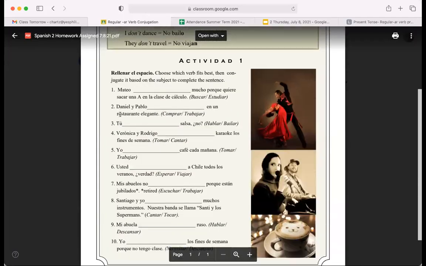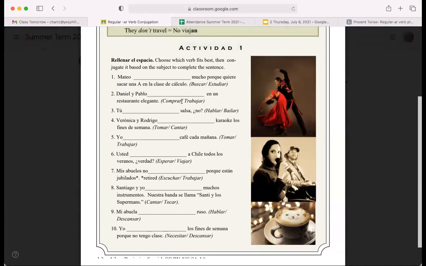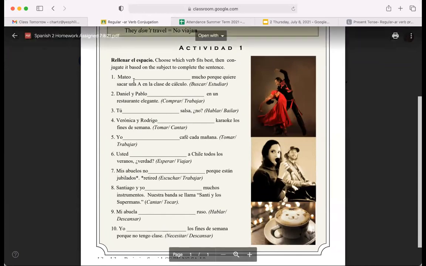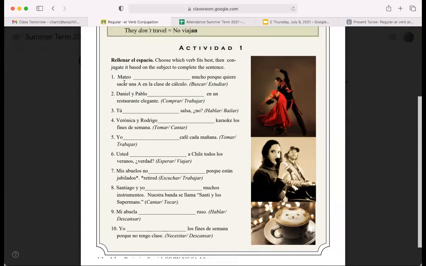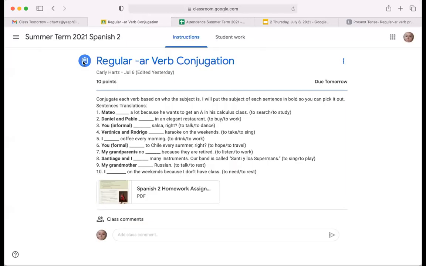This is just one activity, and it's to do what we just did with the AR verbs. You can see all of these are AR verbs, and these sentences are in Spanish. I don't know why they did this, because you guys are only Spanish 2 and you're not going to understand everything that these say. So I translated them for you here, and I put the subjects of the sentences in bold so you'll know what form of the verb to use.